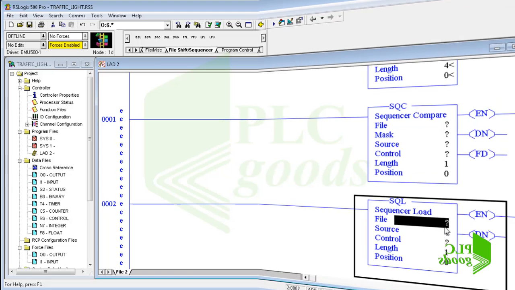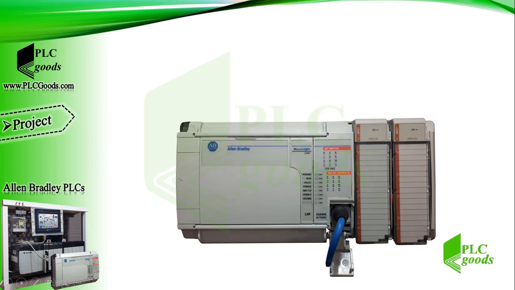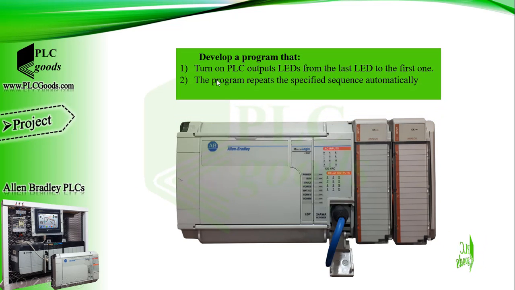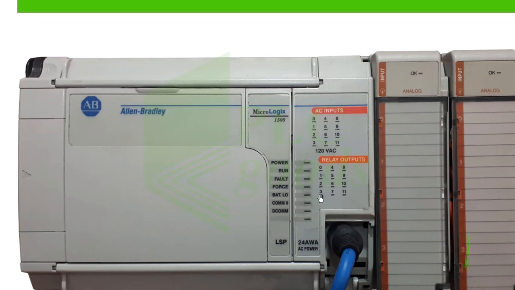Now let me define and do a simple project with my PLC. I want to write a program that turns on PLC output LEDs from the last LED to the first one. And the program repeats the specified sequence automatically. Pay attention, these are my output LEDs. So, I want to turn on the last LED, then the 10th LED, until the first LED, and then repeat the sequence from the last LED automatically.